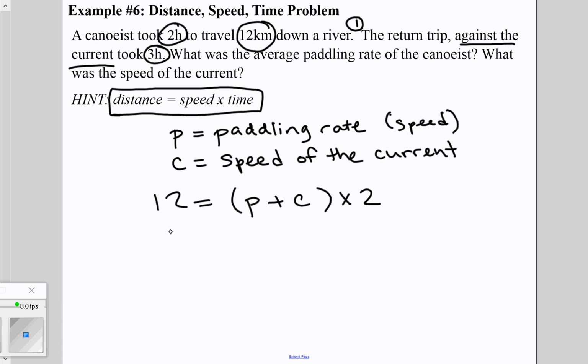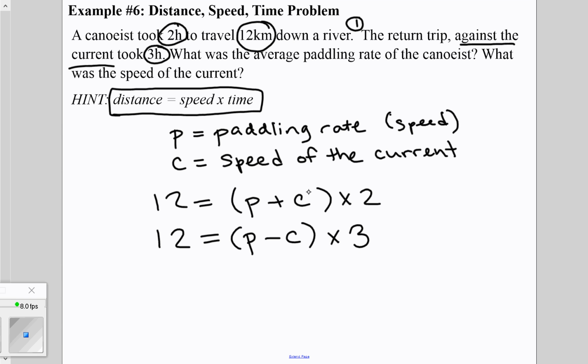Okay, and then for the second equation, we're going to go against the current. So it's still a distance of 12. In this case, though, the speed is P subtract C, because you're not going to be able to go as fast. The canoeist is paddling at speed P minus, or hindered by, a certain current, a speed of the current. And we're going to multiply that by 3 this time, because that's the time.